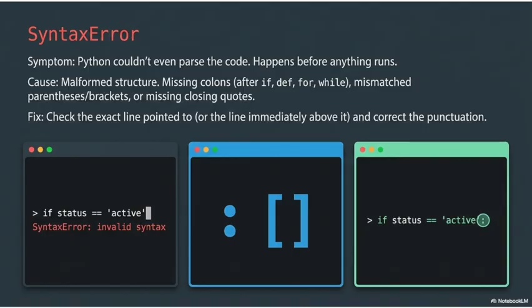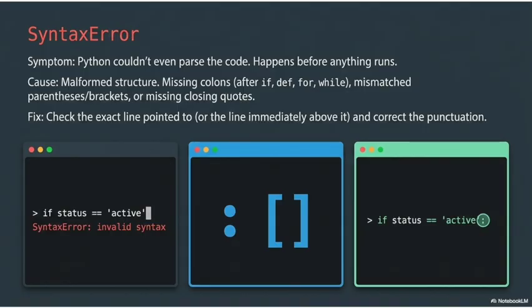The fix is always structural. Find the exact line Python points to, or the line immediately above it, and add the correct punctuation. The visual on the right shows the fix. In `if status == "active"`, the colon at the end is mandatory syntax.